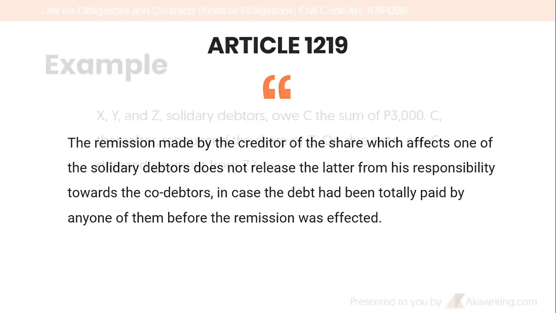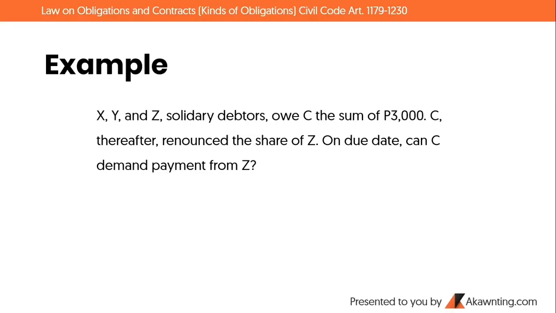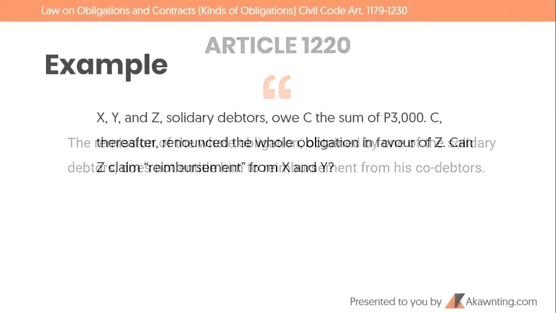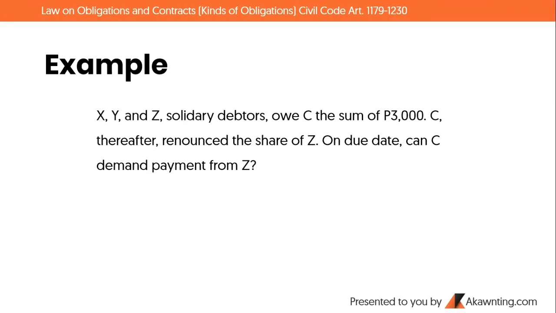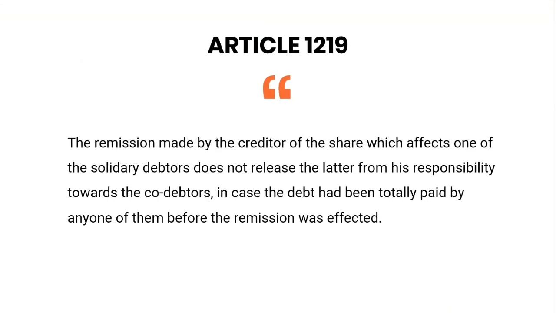Next, Article 12.19. So, last na ba to? Mukhang marami pa. Okay, so 12.19. The remission made by the creditor of the share which affects one of the solidary debtors does not release the latter from his responsibility toward the co-debtors in case the debt has been or had been totally paid by any one of them before the remission was effected.